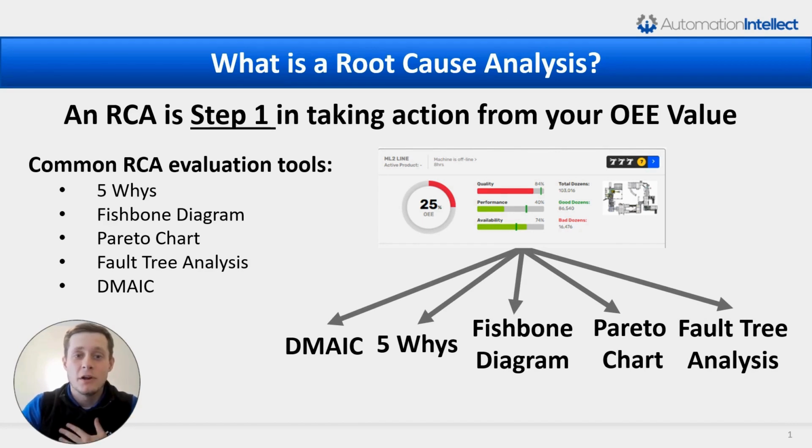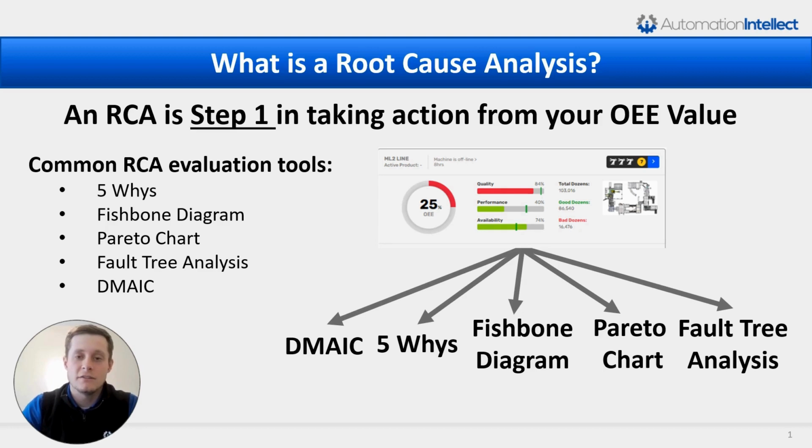I'm Gannon, one of the manufacturing engineers here at Automation Intellect, and I'm excited to talk to you today about root cause analysis. So what is a root cause analysis? A root cause analysis serves as the first primary action to identifying the true problem at hand and further indicating where to start for improvement.